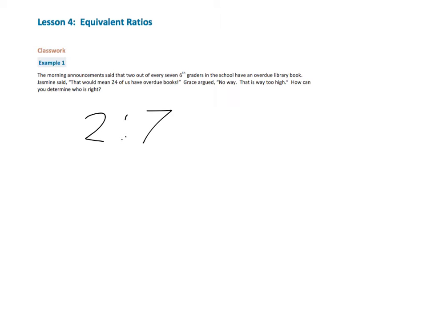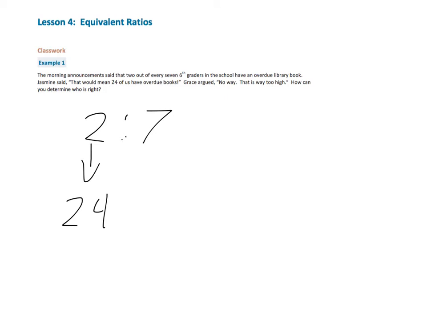So now we need to compare it to the part of the ratio that Jasmine gave us to see if that makes sense. Jasmine gave us 24 students had overdue library books. Since the 24 is students who have overdue library books, we have to figure out which number that corresponds with in the first ratio. Well, it says 2 out of every 7 students have overdue library books. So 2 is the number of students with overdue library books. So 2 and 24 are the numbers that correspond.